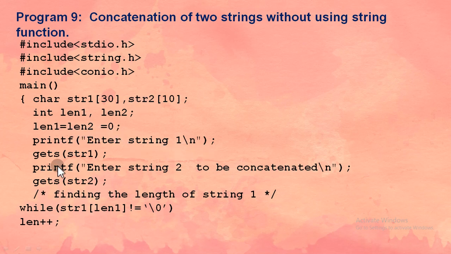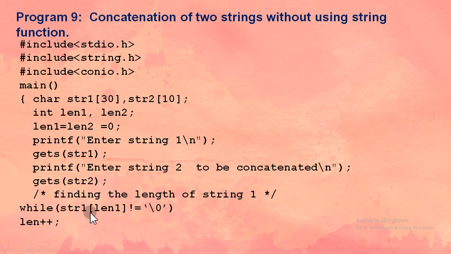So enter string 1, gets string 1. Okay, string 1 is entered. Enter string 2 to be concatenated. Gets string 2. Now we find the length of string 1, because after the completion of string 1's length, this is to be concatenated. Therefore we need to find where the end of string 1 is. String 1's end is available at its length.